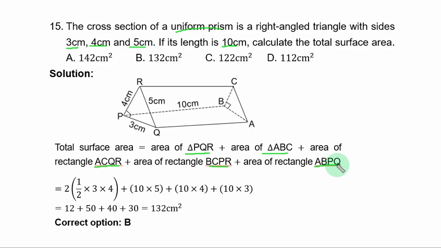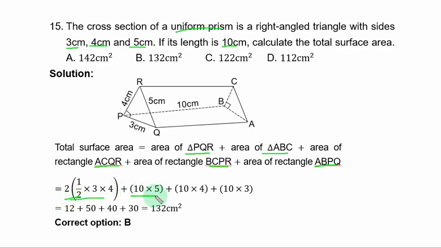ABPQ. Now for a prism whose uniform cross section is triangular, such a prism has 5 faces, 2 triangles and 3 rectangles, as you can see. So for the triangle, the area is half times base times height. You have it here. Since both are equal, you multiply it by 2. This is the area of the first triangle.